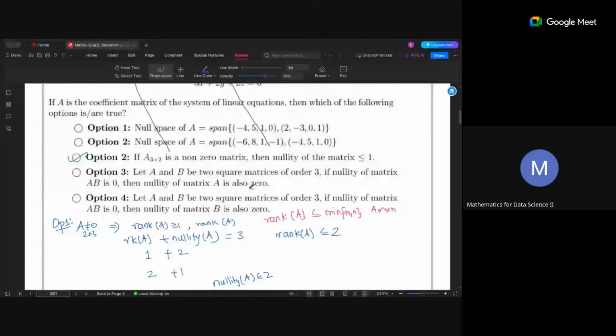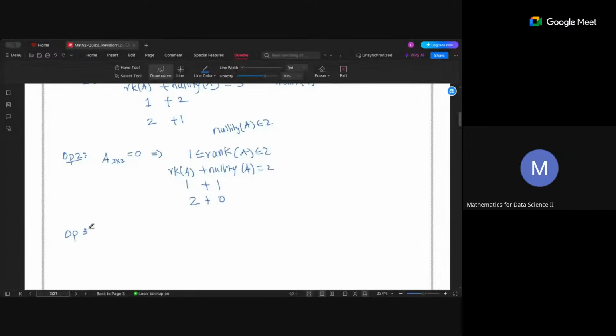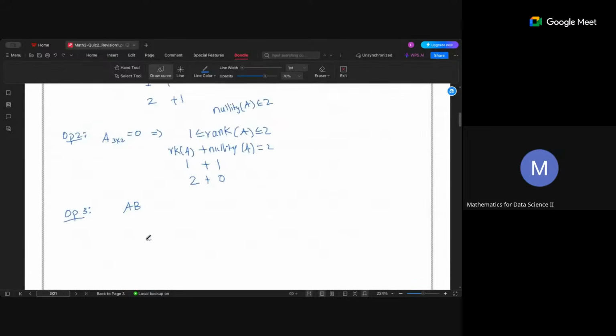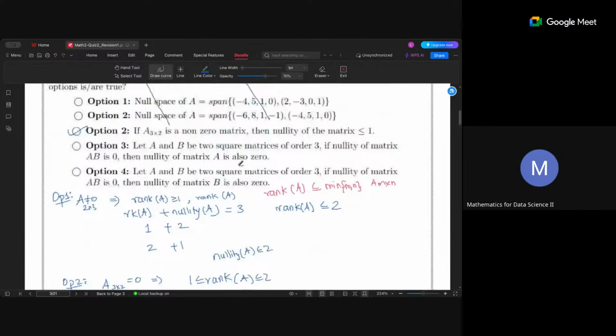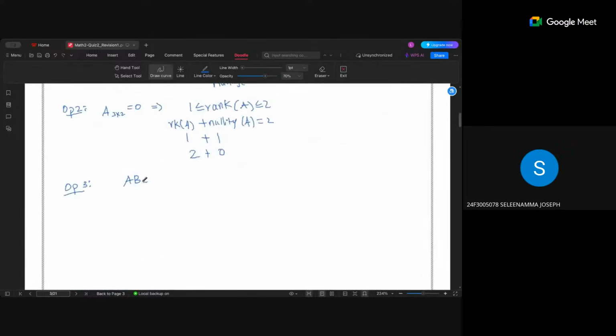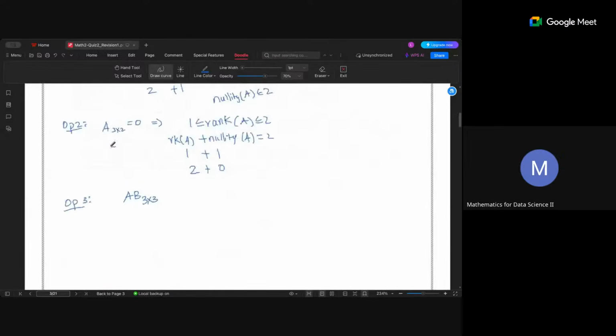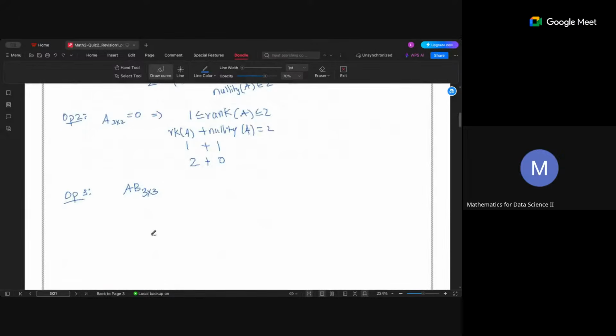Let's analyze the situation. AB is a square matrix because A and B are both square matrices. What is the order of this matrix? A and B are square matrices of order 3, so AB should be a 3 cross 3 matrix. And it is given that the nullity of AB is 0.